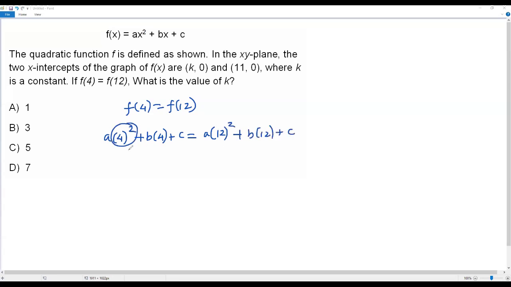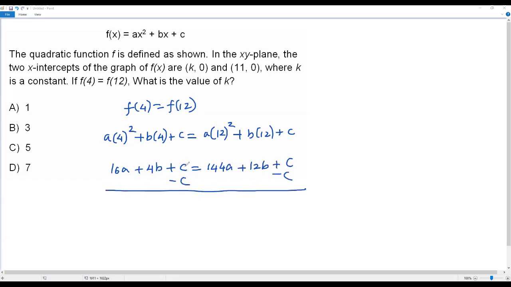Okay, the value of 4 squared is 16. 16 times a can be written as 16a plus b times 4 can be written as 4b plus c. And here the value of 12 squared is 144. 144 times a is 144a plus 12b plus c. Okay, now let's subtract c from both sides so that we'll be able to get rid of c on both sides of the equation. The plus c and plus c will cancel out. I'm getting 16a plus 4b equals 144a plus 12b.